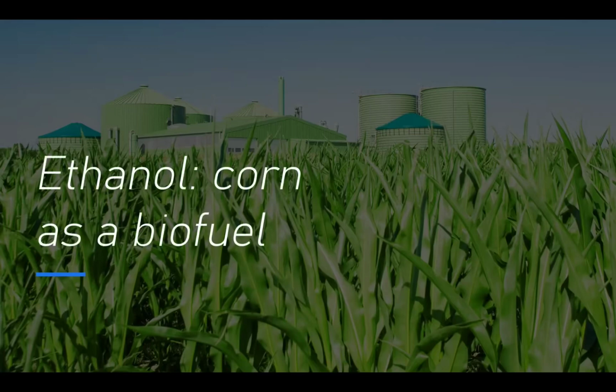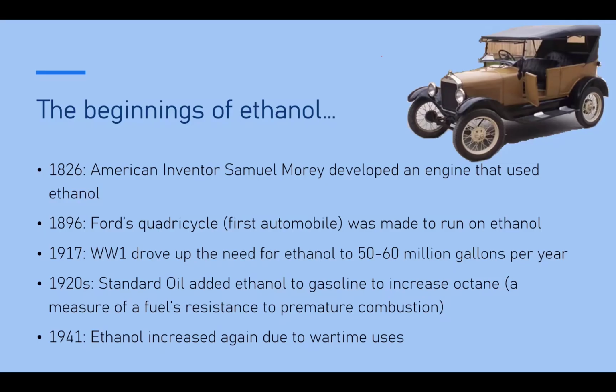So today we're going to be talking about ethanol, corn as a biofuel. In the beginnings of ethanol, we start in 1826 when inventor Samuel Morey developed an engine that used ethanol. Then 70 years later, Ford's quadricycle, the first automobile, was made to run on ethanol.